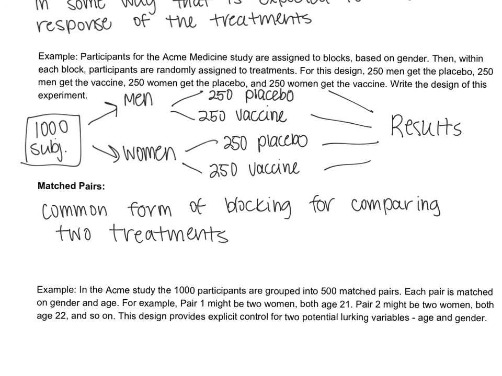So designs like a matched pair control potential lurking variables, age and gender, whereas a block design looked at just one potential lurking variable, gender. So if you know there's multiple potential lurking variables, that's where matched pairs come into play. Or if there's just one you're taking a look at, that's where a block design would come into play.